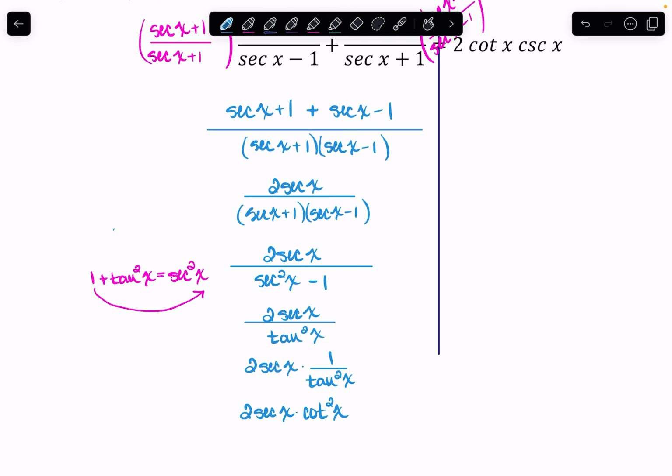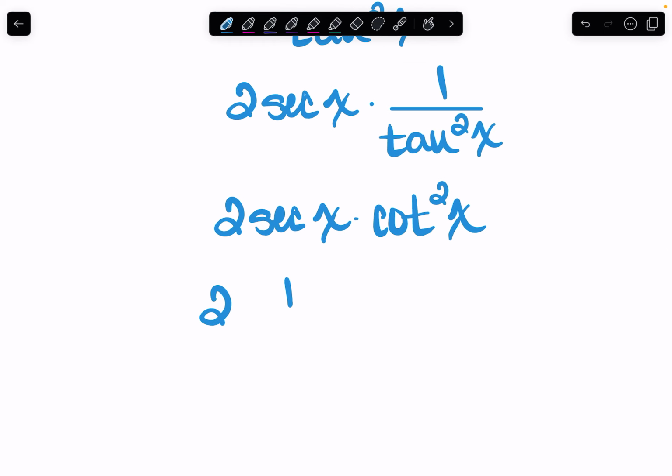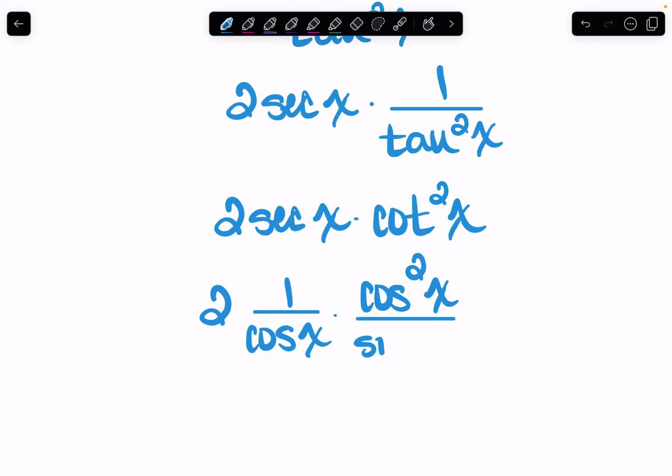So once again, if you're unsure what to do, you can always fall back on sine and cosine. So that's where I'm going. I'm changing everything to sine and cosine. So we've got our 2. Secant is 1 over cosine. Cotangent squared. Cotangent is cosine over sine. So cotangent squared is cosine squared over sine squared.